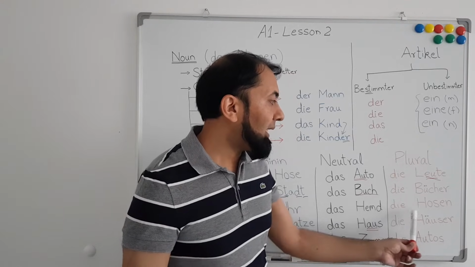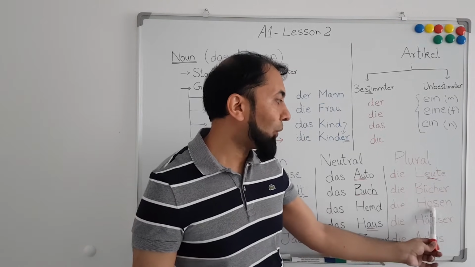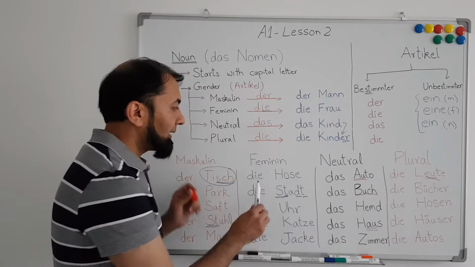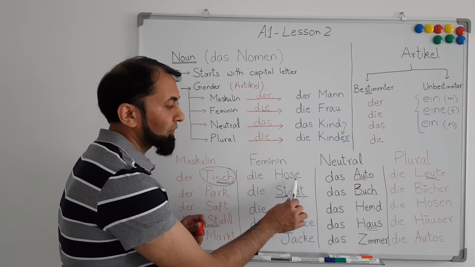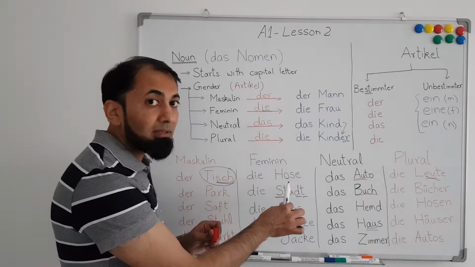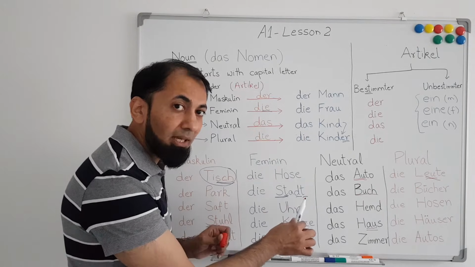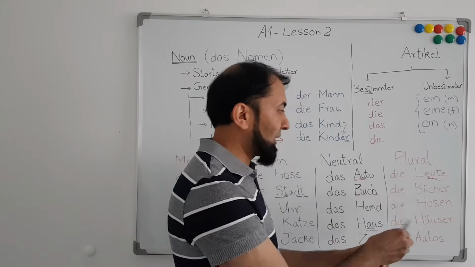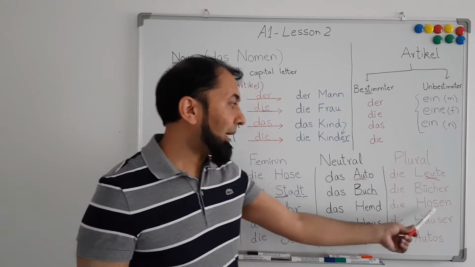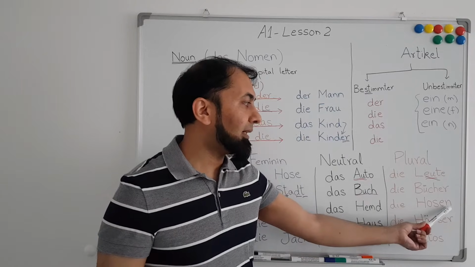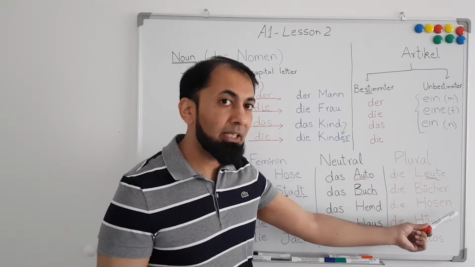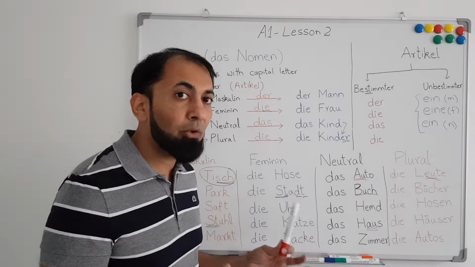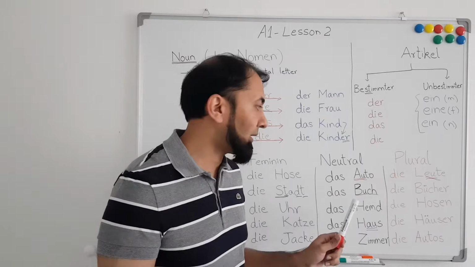Next we have die Hosen. We learned here that die Hose, what was Hose? Pants, exactly. And die Hosen. So here, pants, and now you see that we have only added one additional n, and it has become plural. So there are different ways we can make plurals from the singular nouns.